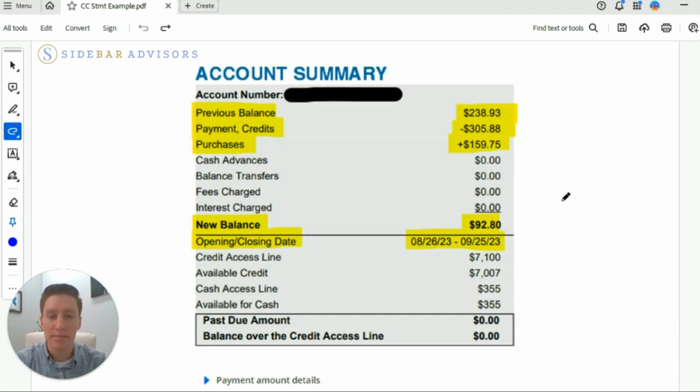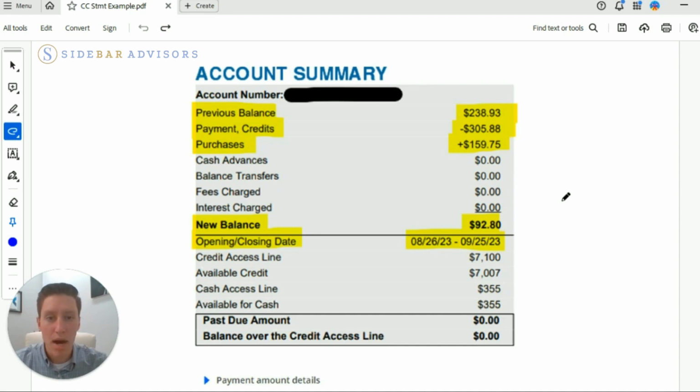It can definitely be confusing, so hopefully this will answer some questions that are floating out there. And that is how to read your credit card statement, answer things like how much interest am I going to pay this month, things like that. So this is actually a screenshot of one of my credit cards from this month.